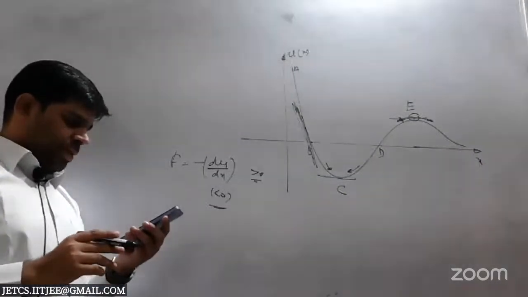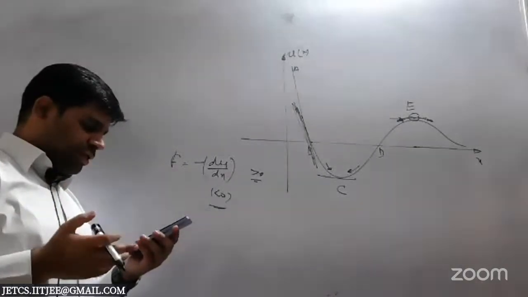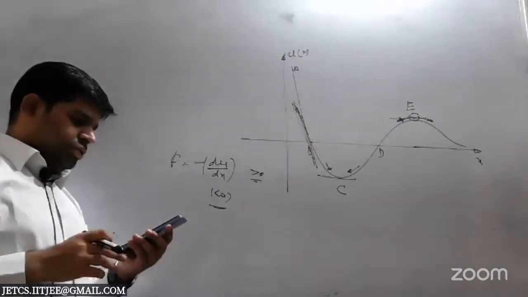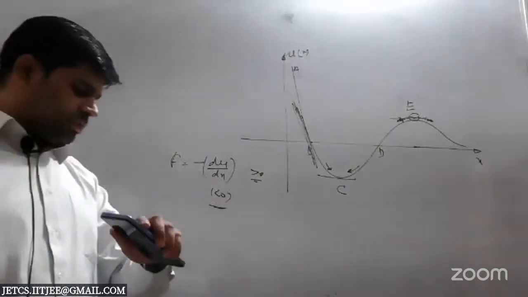Option 2 is right. So he's asking which of the above statements are correct. 1 and 3, 1 and 4, 2 and 4, 2 and 3. So the answer is already ticked there. It's 2 and 4. I hope you have understood the question.